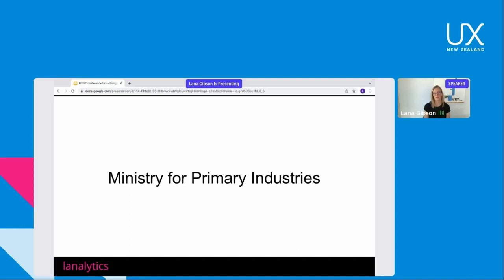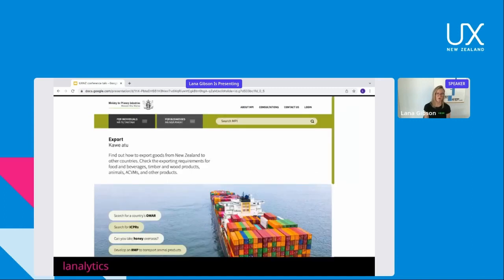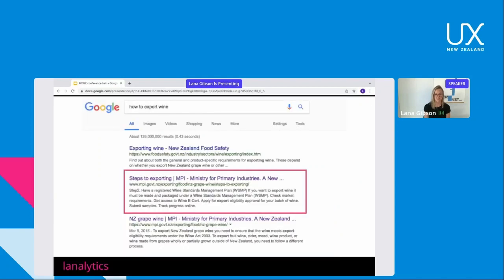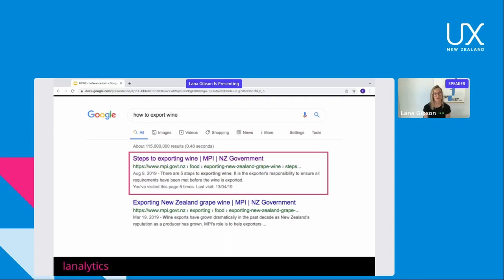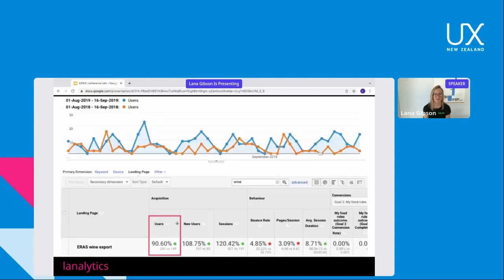Another example about confusing search results is the Ministry for Primary Industries. They've got a whole section about exporting products overseas. And they had Google titles that weren't descriptive enough. So we searched for how to export wine. They have a page on that, but it's called Steps to Exporting. There's no mention of wine. So we included wine and the other products in the titles, and we saw Google traffic doubled over a few weeks. So you can really see the value.